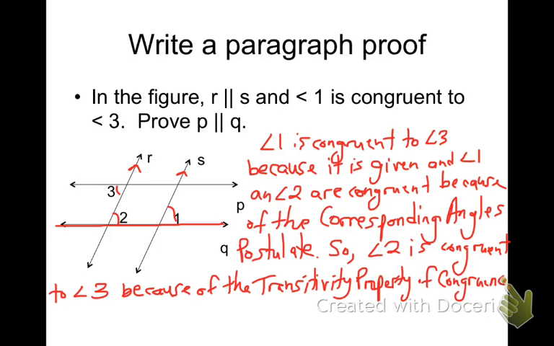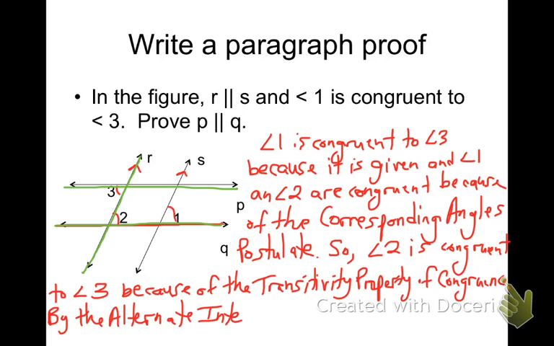Well, if angle 2 and angle 3 are congruent, you can see their position. Their position are alternate interior angles. If we look at P and Q cut by the transversal R, now we see that 2 and 3 are alternate interior angles, with P and Q being the parallel lines. And so by the alternate interior angles converse, P is parallel to Q. And that's our paragraph proof.